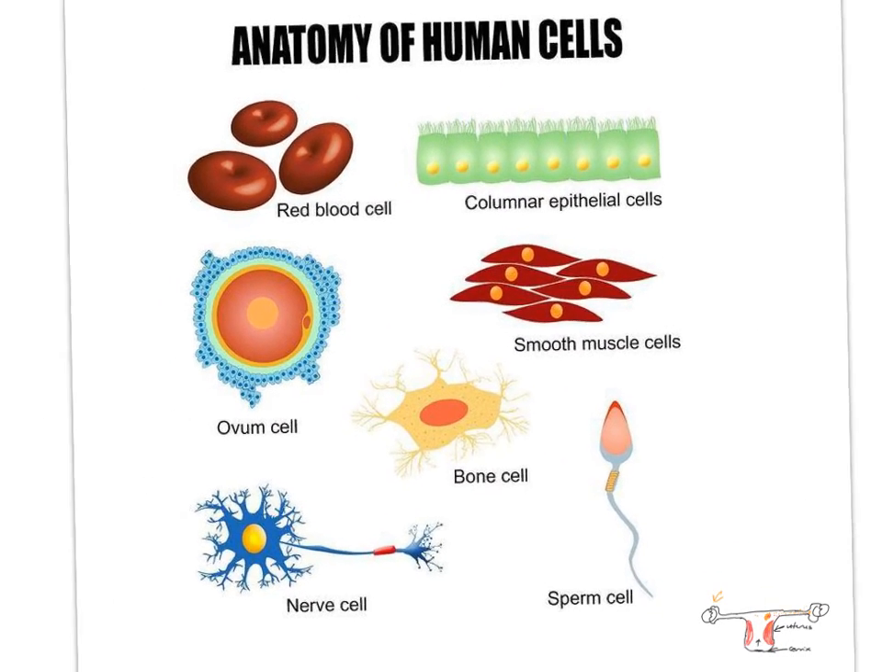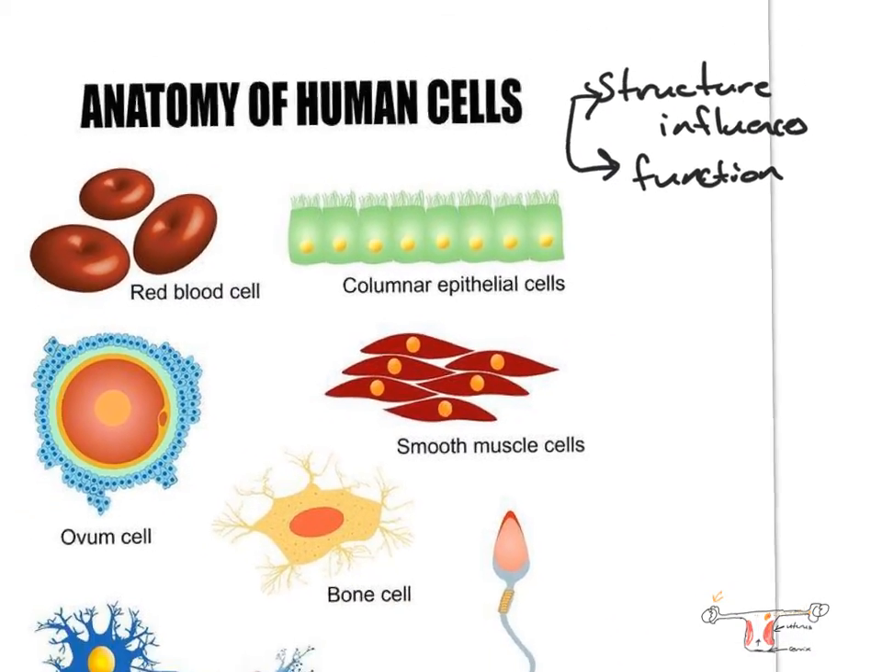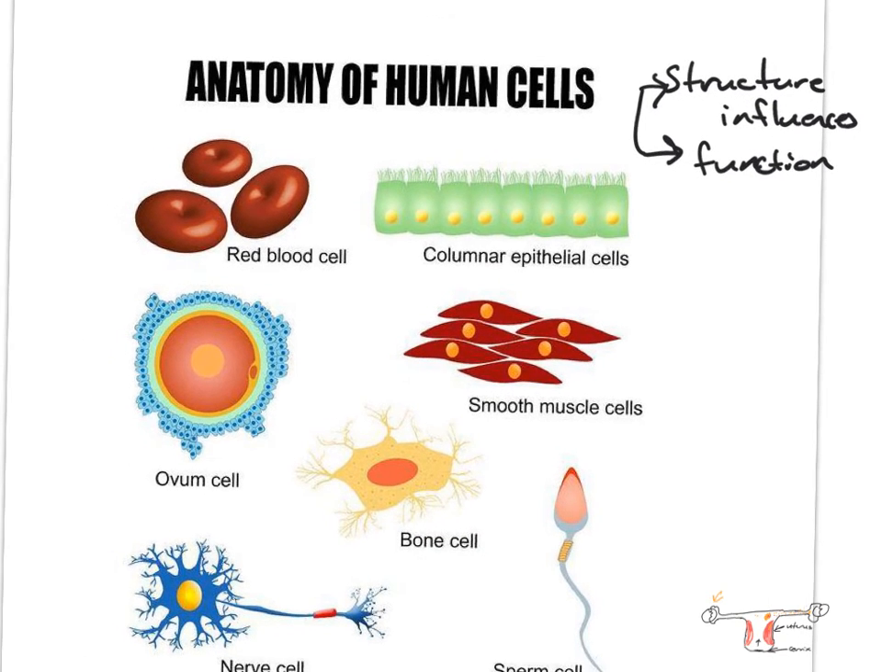All right, so this is just some of the very different cell types you have. One of the things you have to consider when you're talking about cell types is this: structure influences function. You can even say determines. And vice versa, they influence each other. They determine each other. So the structure influences the function.